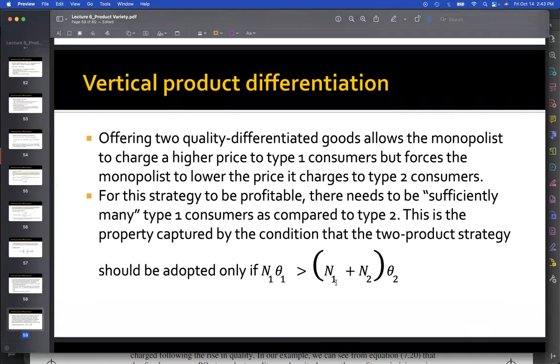So offering two quality differentiated goods allows the monopolist to charge a higher price to type 1 consumers, but forces the monopolist to lower the price it charges to type 2 consumers. For this strategy to be profitable, there needs to be sufficiently many type 1 compared to type 2, which is exactly this one. So if the situation were this, then it would want to offer the two products separately, focusing essentially on type 1, and then selling a little bit to type 2, but having the price and the quality be very, very low, so as to not tempt group 1, and as to get some of the group 2 people to buy a little bit.